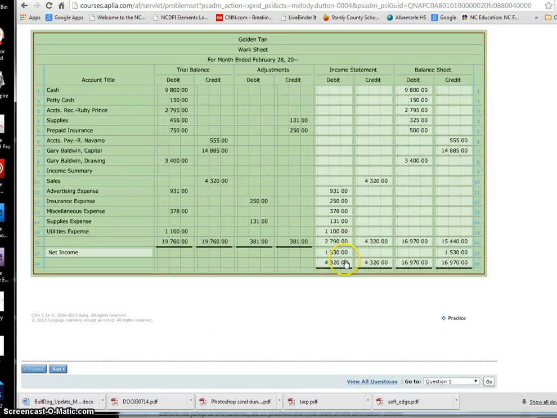Okay, the last step says to total and rule. Okay, a total line would be drawn right here. It's a single line. Okay, when we calculated our net income or net loss, okay, we drew another single line here to total these two numbers. Okay, when we are in balance, it is a double rule.